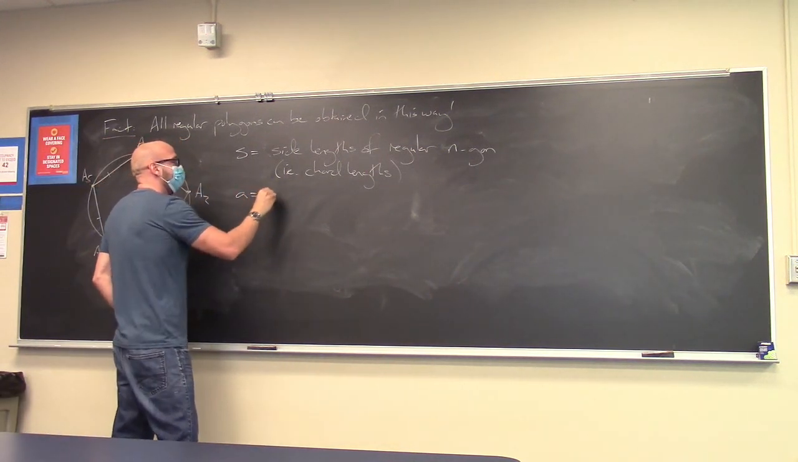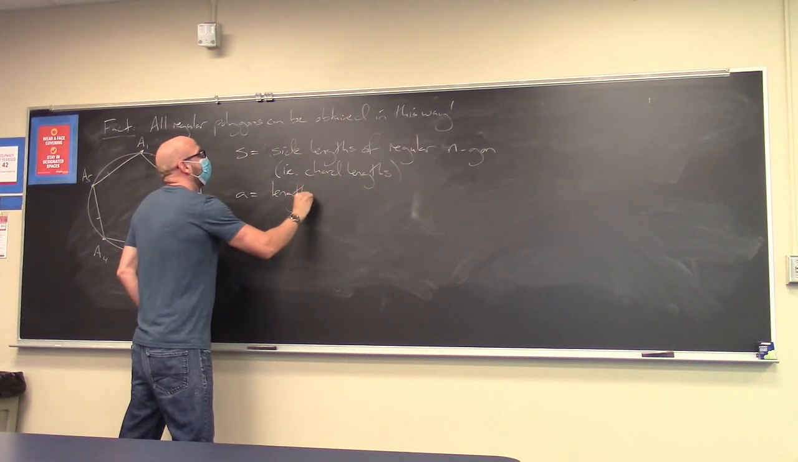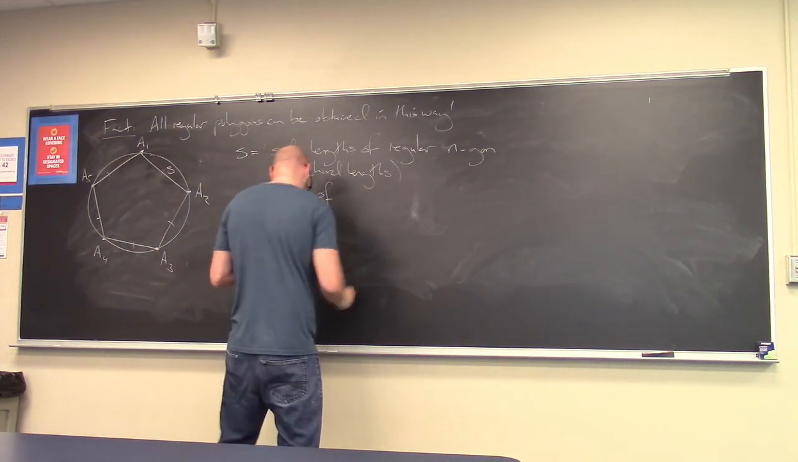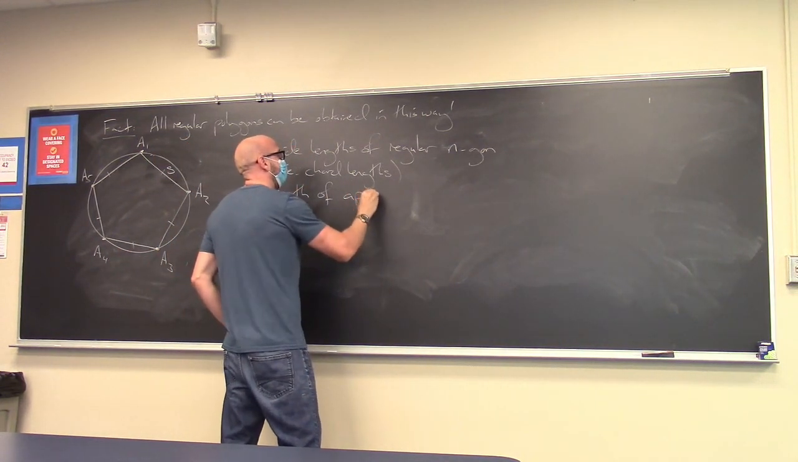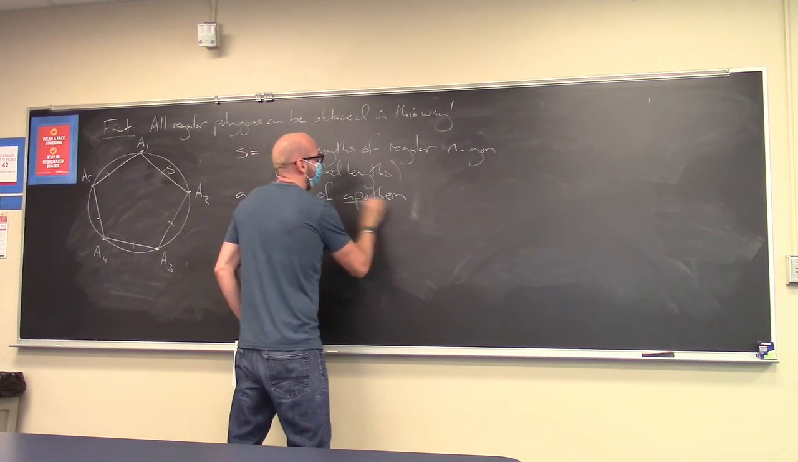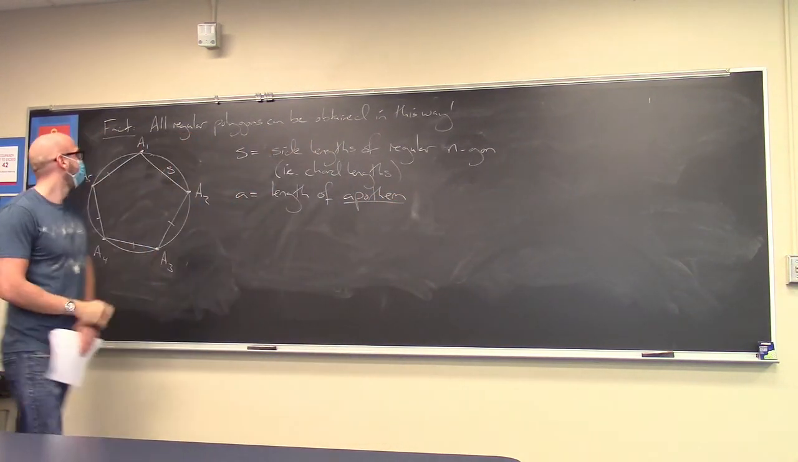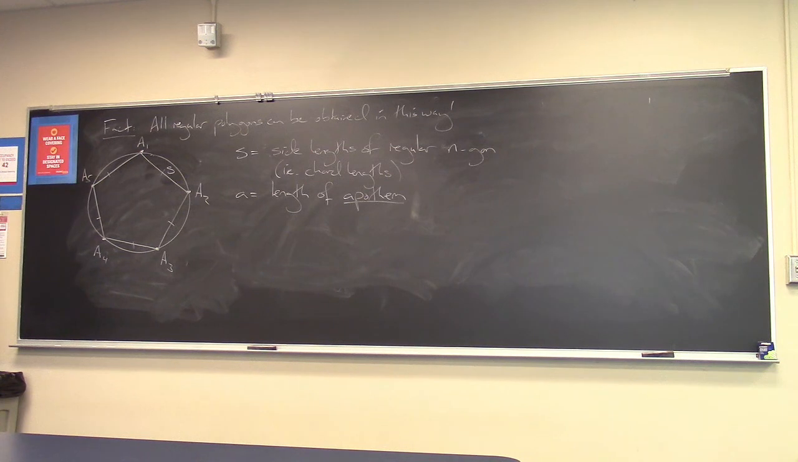And A is going to be the length of an apothem. Anyone know what an apothem is for regular polygons?